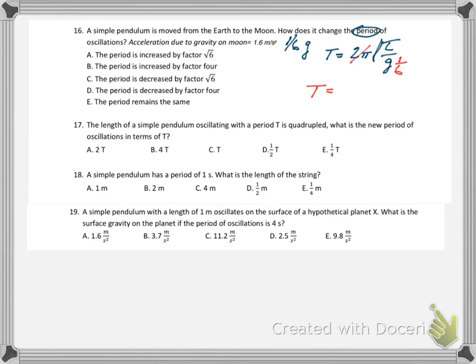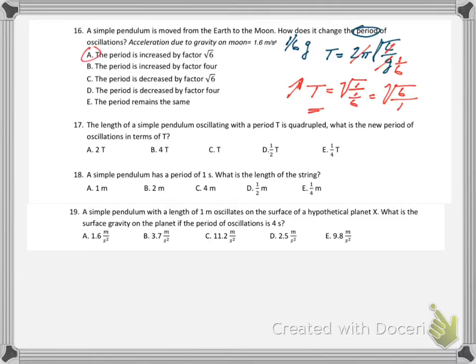The 2 pi doesn't change. The L doesn't change. The G doesn't change. The only thing that's changing is the 1/6 in the denominator. So we literally have 1 over 1/6, which will equal 6 over 1. So the period is going to be increased by the square root of 6.